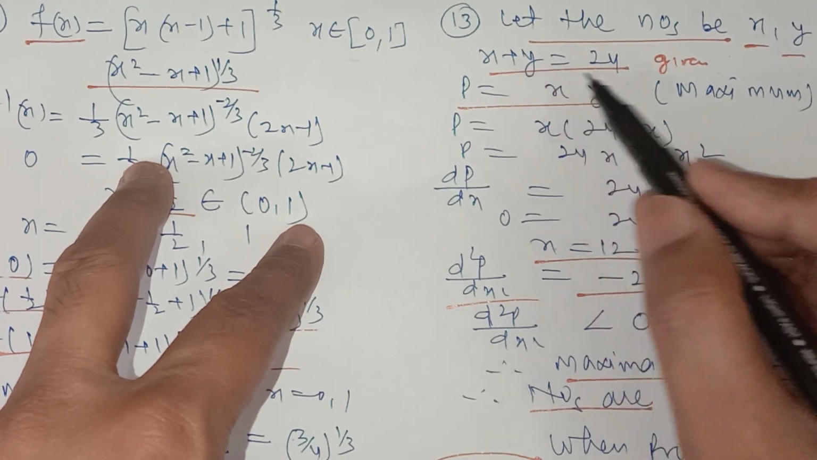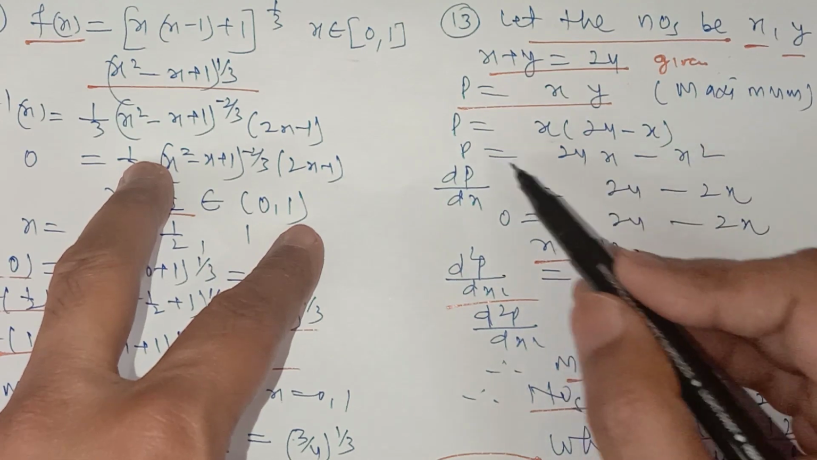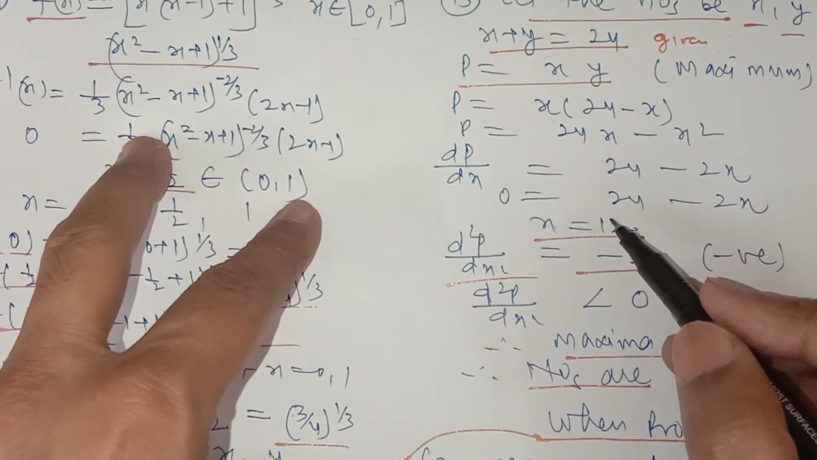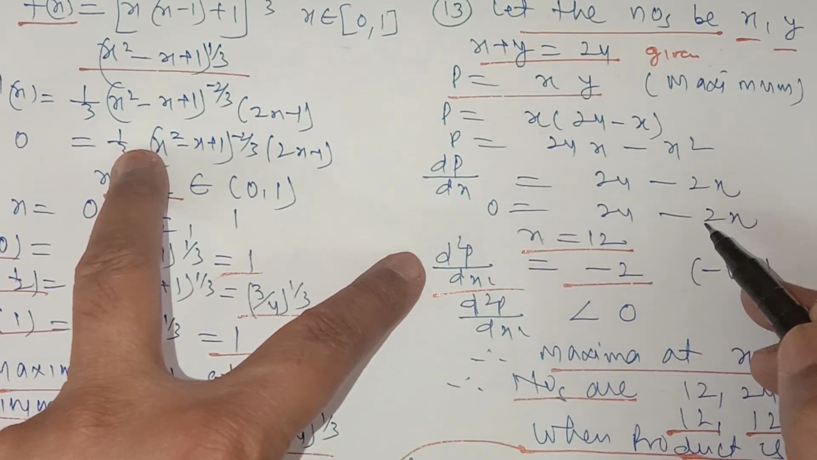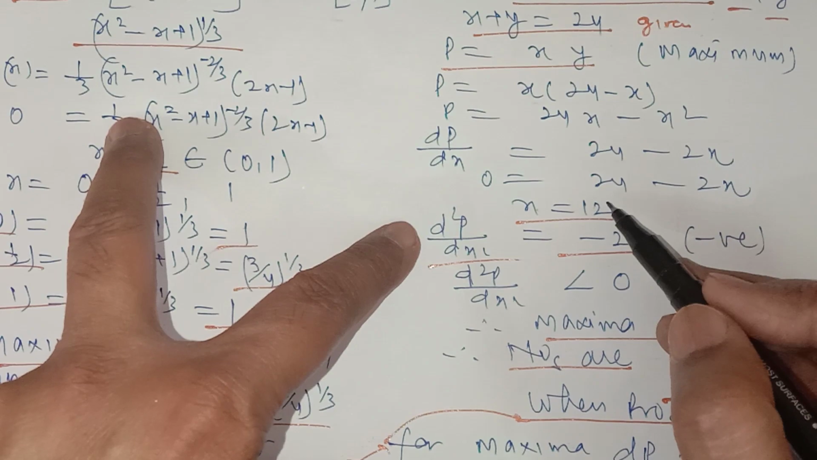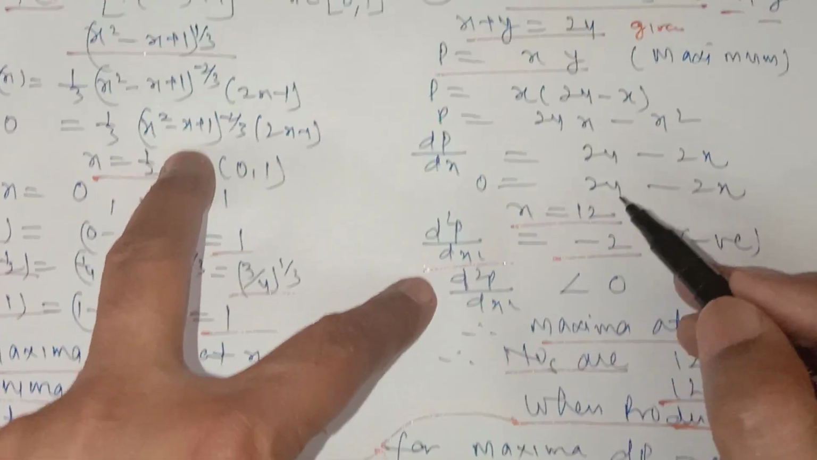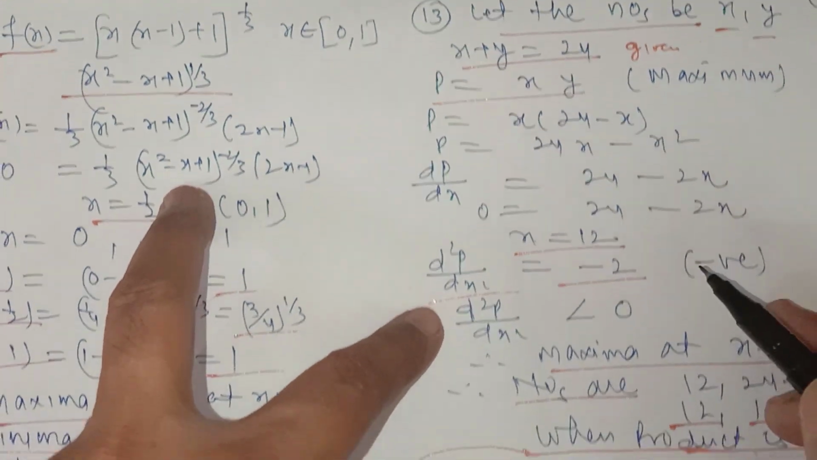Find the value of y as 24 minus x and eliminate y here. Find its first derivative, dp upon dx, put it equal to 0, and you are getting the value of x as 12. Find its second derivative, which comes out to be minus 2, which is negative at x equal to 12. So it means its product is maximum when x equal to 12. So the first number is 12. The second number will be 24 minus 12, which is again 12.